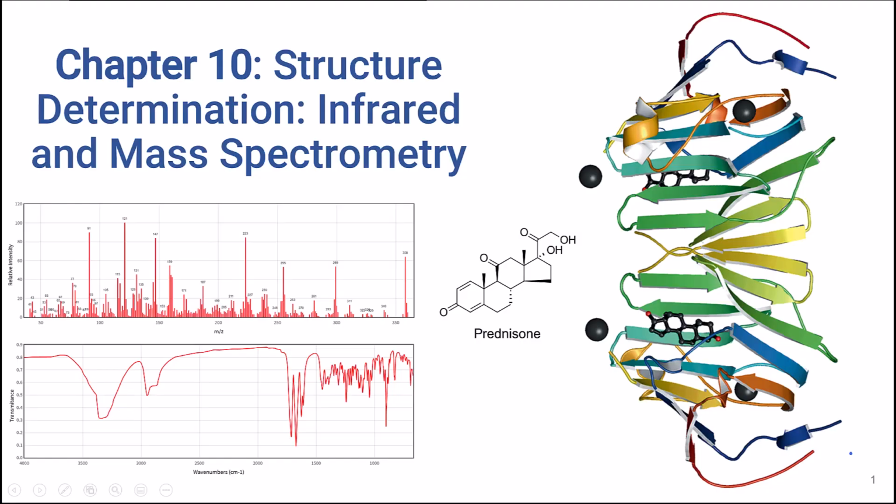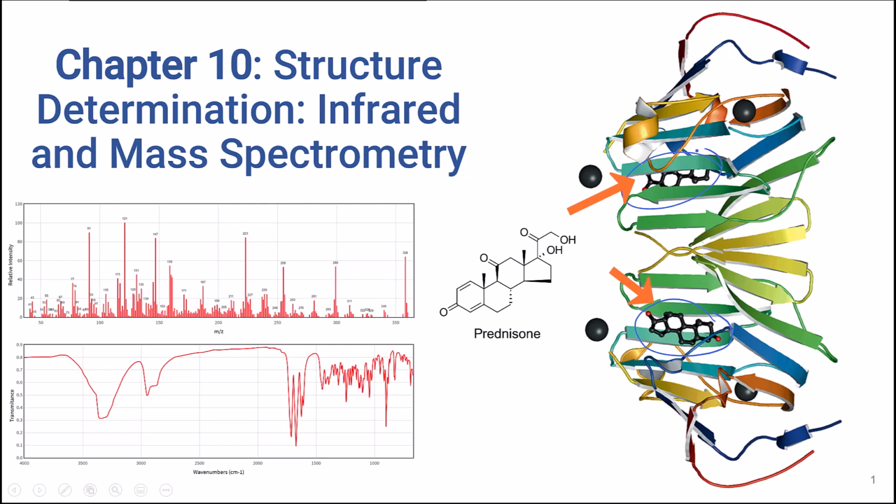In Chapter 10, we will be looking at structure determination, and there are different ways we can determine structure using spectrometry. So we're going to be looking in this chapter specifically at infrared and mass spectrometry. The crystal structure that we have shown here is the human sex hormone binding globulin, a protein, and this can bind prednisone.